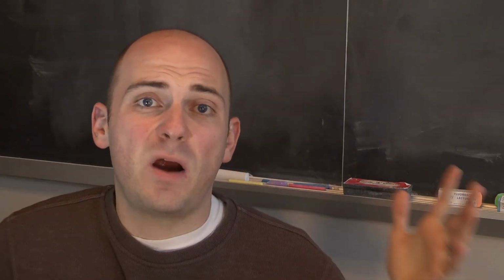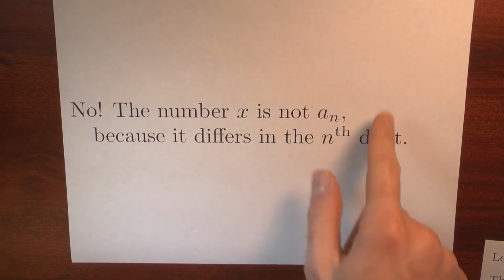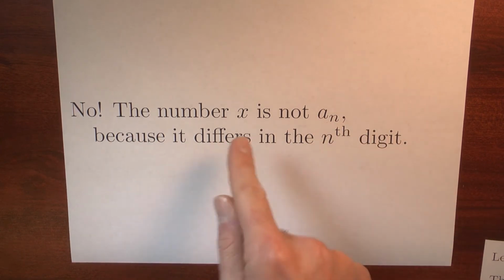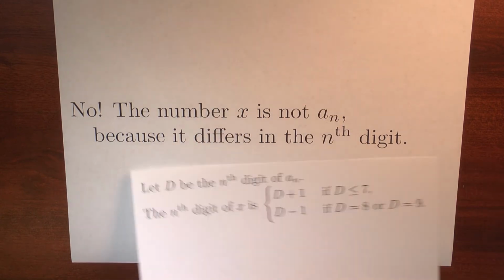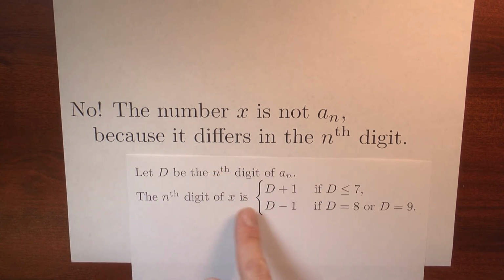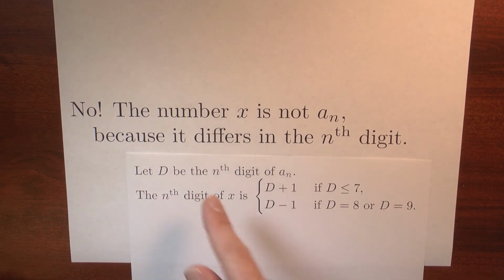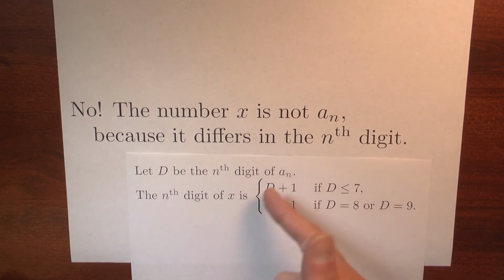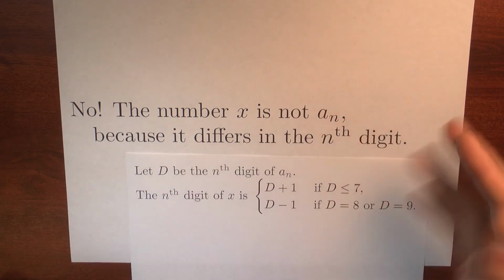Can it appear anywhere on our list? No, but why not? Well, the number x isn't a sub n. It isn't the nth number on our list because x differs from a sub n in the nth digit. Remember how we defined the number x? d was the nth digit of a sub n, and x was defined in such a way that the nth digit of x was definitely not d. And because the nth digit of x isn't the same as the nth digit of a sub n, x can't be a sub n. x can't be any of the a sub n's. So x cannot appear on the list.